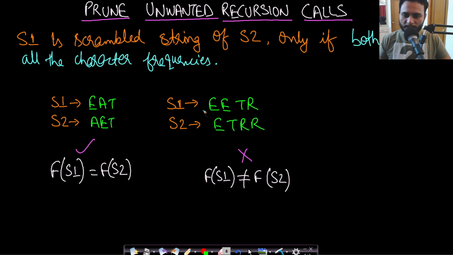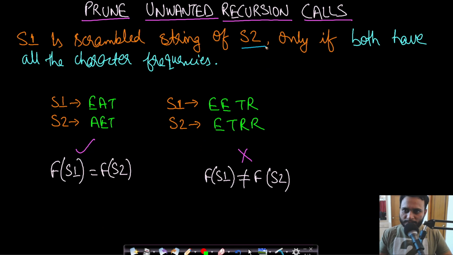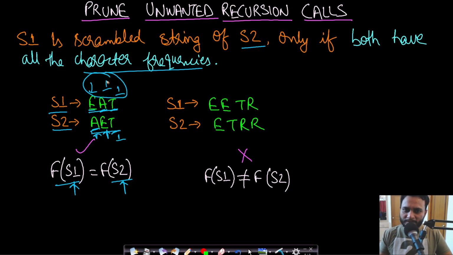In this case, what we can do is: S1 is a scramble string of S2 only if both have all the character frequencies the same. If you have strings S1 and S2, say EAT and AET, the frequency of S1 equals the frequency of S2. That is, the frequency of all the characters in S1 is the same as in S2. E is occurring one time, here also E is occurring one time. A is occurring one time, here also A is occurring one time. T is occurring one time, here also T is occurring one time. So all the unique characters should have the same frequency. Otherwise, it will never be a scramble string.